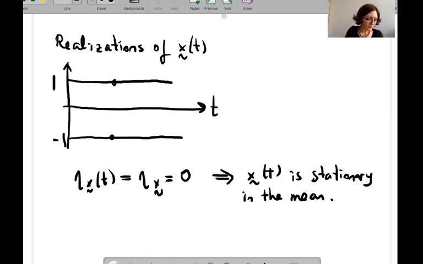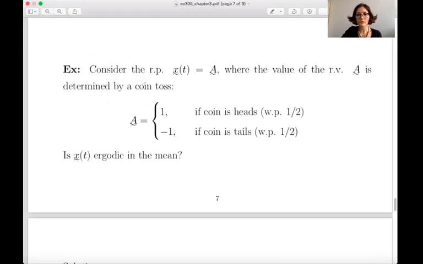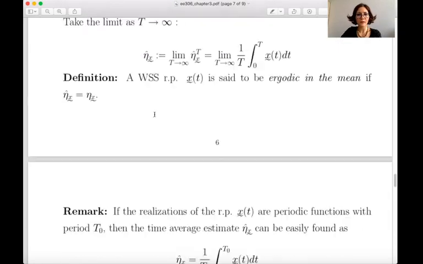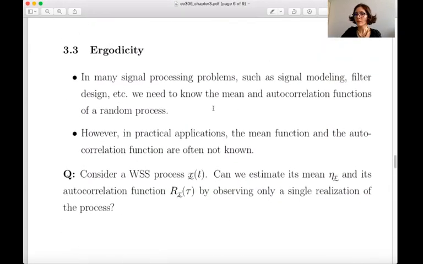Okay, now let's go back to our notes. What we have discussed so far is the ergodicity in the mean. Remember our original question of interest. We were wondering if we can find the mean function and the autocorrelation function from a single realization. So we have looked at the question, when can we estimate its mean from a single realization? The answer is you can do this when your process is ergodic in the mean.